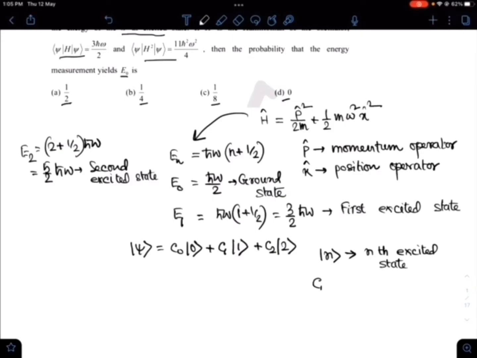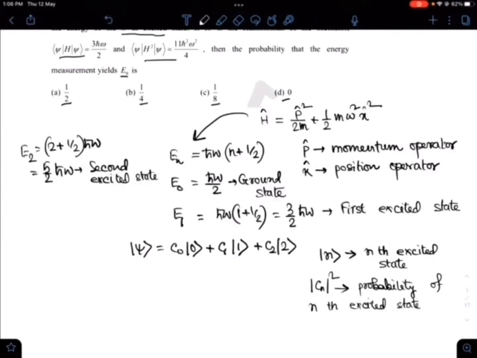And Cn square represents the probability of the nth excited state. So psi is a superposition of 0, 1 and 2. No other states are possible, because an energy measurement can only give us either E0 or E1 or E2.